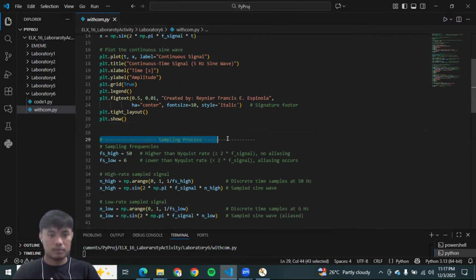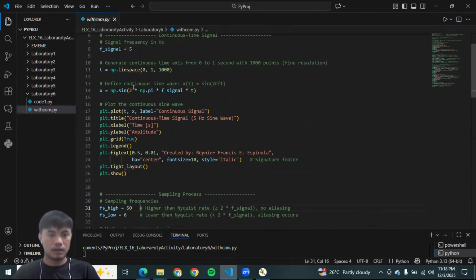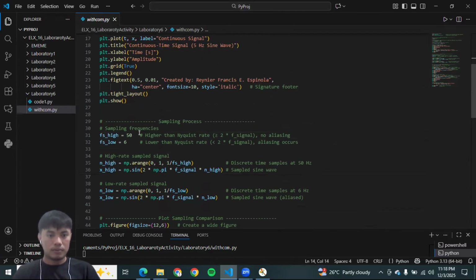Next is the sampling process. For the sampling process, we need to introduce two types of frequency, high and low. The high one, 50, is higher than the signal frequency, so we need a frequency that is higher than that of the sine wave. This frequency would result in no aliasing. And this low frequency would result in aliasing, so aliasing will occur at this frequency.